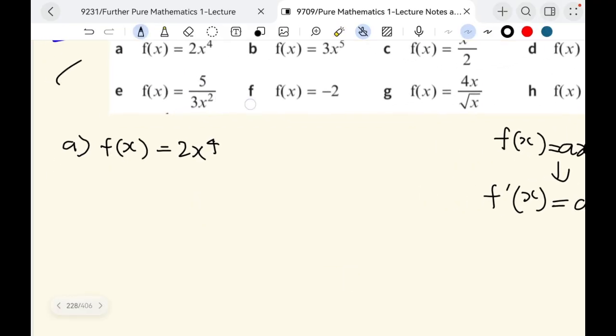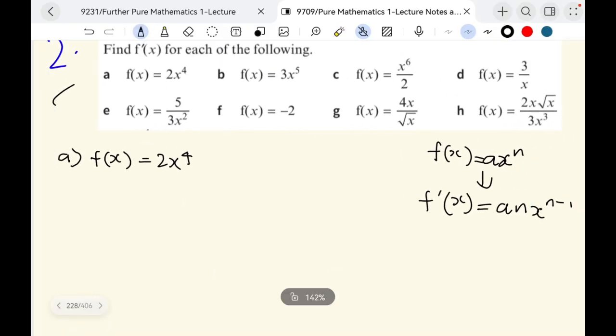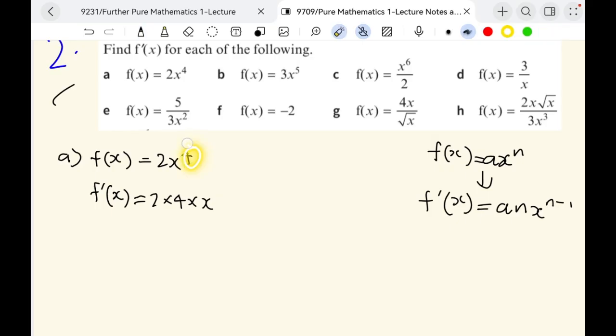So fundamentally, apply the same idea for each of the functions. So f prime x for A is 2 times 4 times x to the power of 4 minus 1, which is 3. So the final answer is 8x to the power of 3, or 8x cubed.